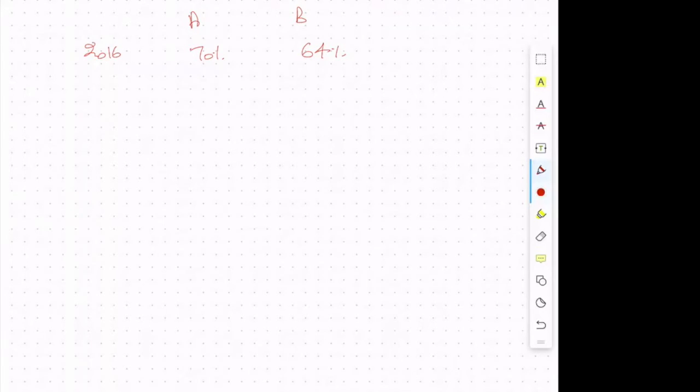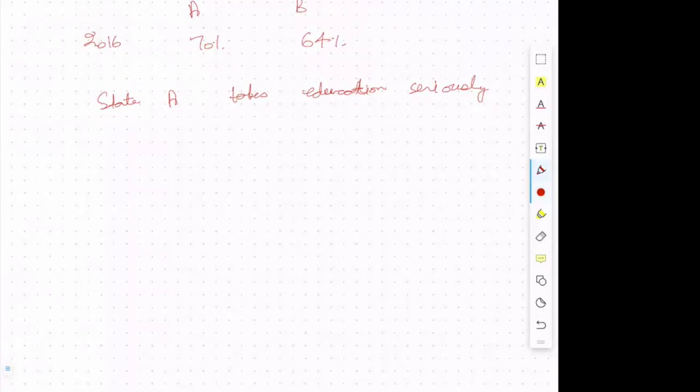Or it could be that state A takes college enrollment or education very seriously, and therefore it already had higher numbers, and it also came up with this policy. Sorry for my terrible handwriting. But yeah, in this case, we do not know what was happening in state A and B before the policy. So just comparing these numbers, we cannot really say much because it could be that state A already had higher levels.